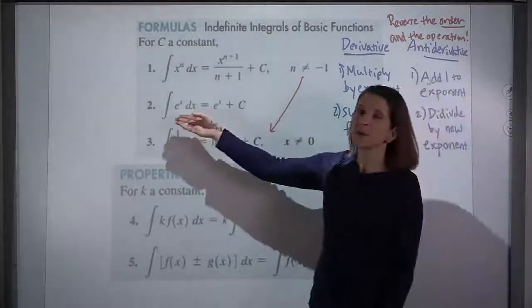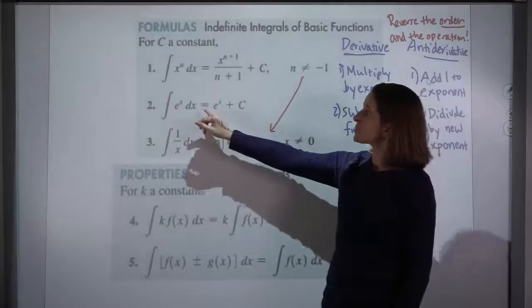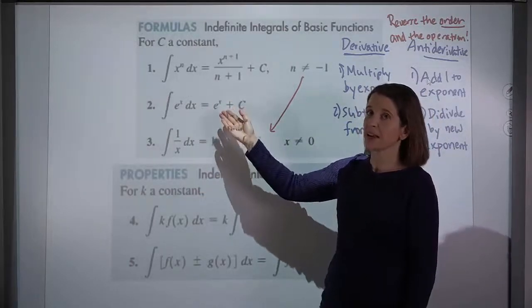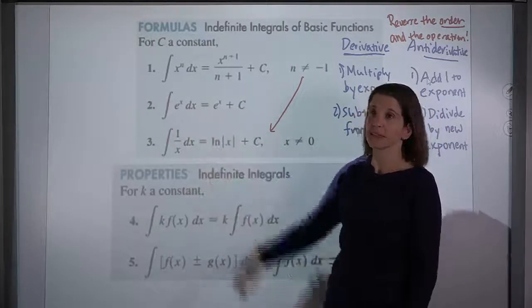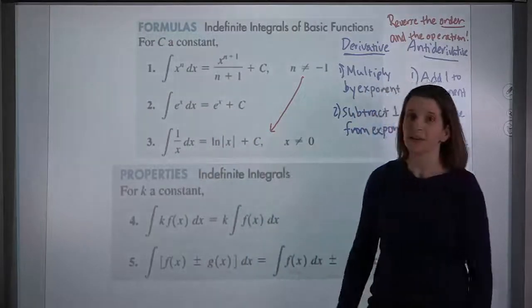And then in the middle here, we have the coolest derivative ever, right? So coolest antiderivative ever. If the derivative of e to the x is e to the x, then the antiderivative of e to the x is e to the x. So it's its own derivative, and all of them have the plus c.